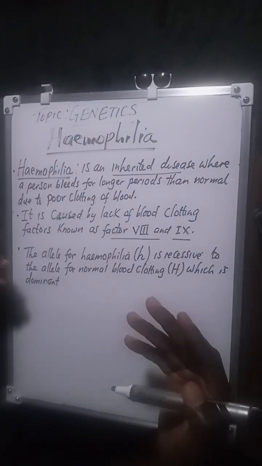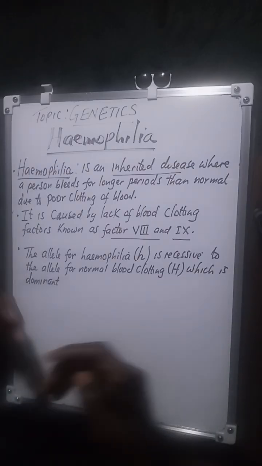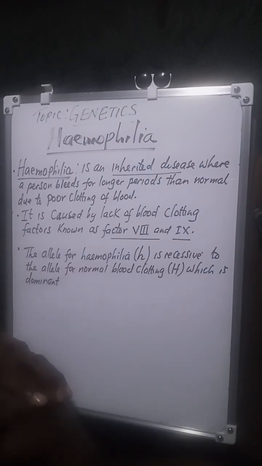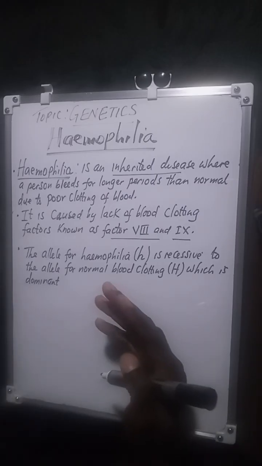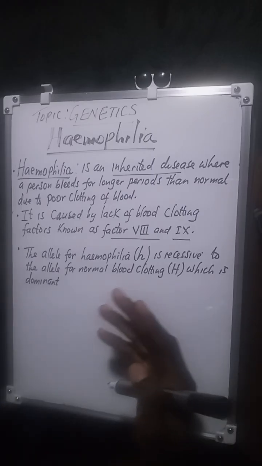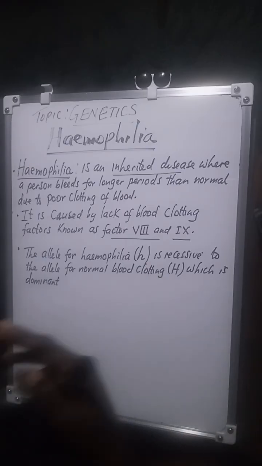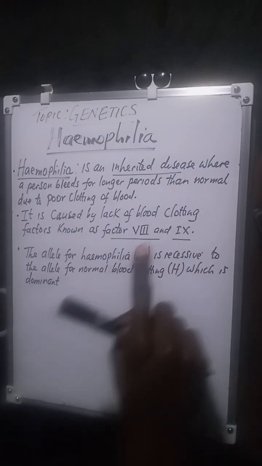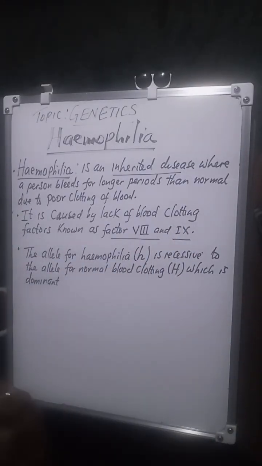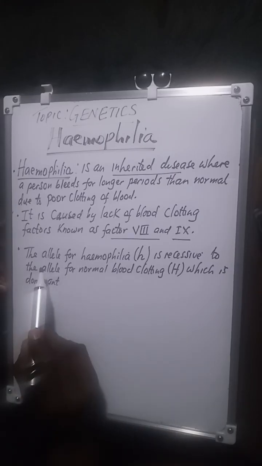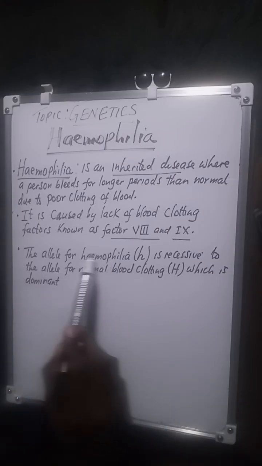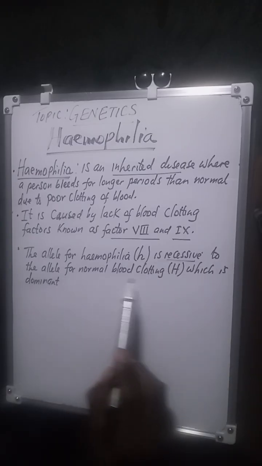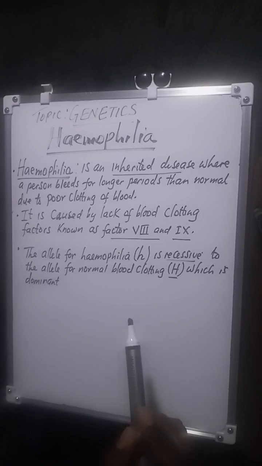For example, if you remember fibrinogen, prothrombin, globulin, albumin, and many other proteins that can help in the clotting of blood. Now, there's going to be a mutation in these factors. So where there's a mutation that takes place, it actually leads to lack of these blood clotting factors. Now, one thing that you need to remember is that the allele for hemophilia, small letter h, is actually recessive to the allele for normal blood clotting, which we use as being capital letter H.